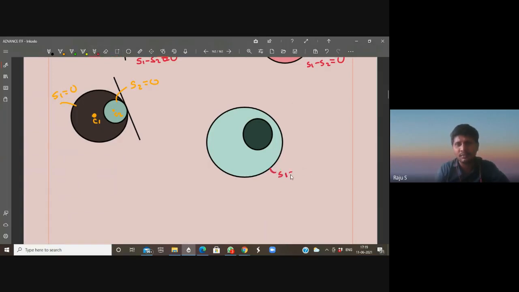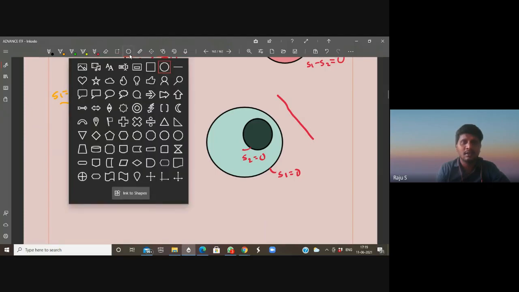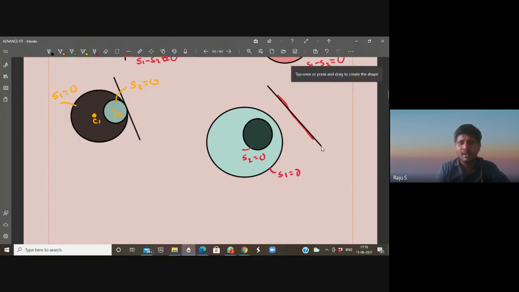This is S1 equal to 0. This is S2 equal to 0. The radical axis completely lies outside. Remember that the radical axis completely lies outside of the circles. This is the radical axis because we have to draw the tangents to this. Same, S1 equal to 0, S2 equal to 0. The radical axis is outside. It should lie outside.